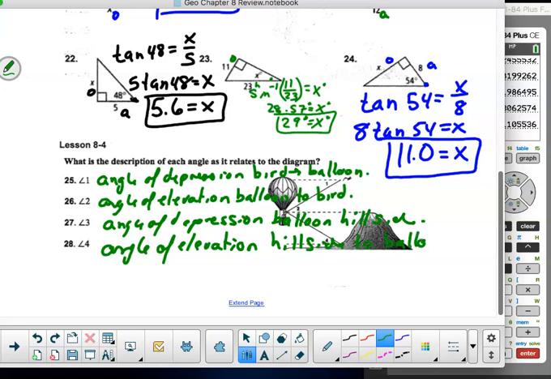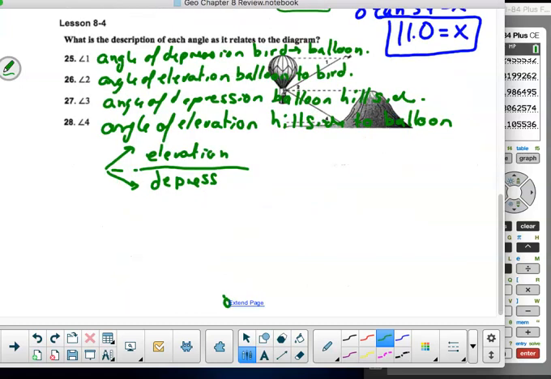Now, keep in mind, depression and elevation. You got a horizontal line. Looking above, elevation. Looking below, depression. Okay, so if you're looking, that's how you know what's going on in 8/4.